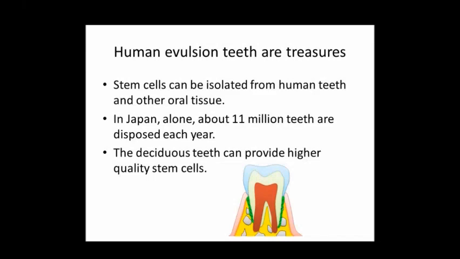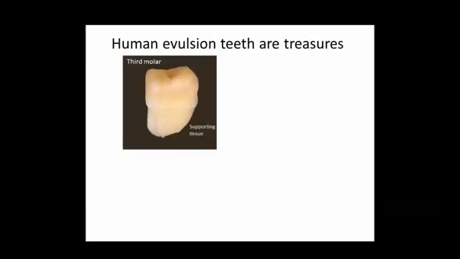In daily dental clinical practice, there are many oral tissues from patients. They are usually disposed of as hospital waste. In Japan alone, about 11 million teeth are disposed of each year. However, these teeth and their surrounding tissue are not useless. They are treasures because we can get stem cells from them. Especially the deciduous teeth are more valuable because they can provide higher quality stem cells.